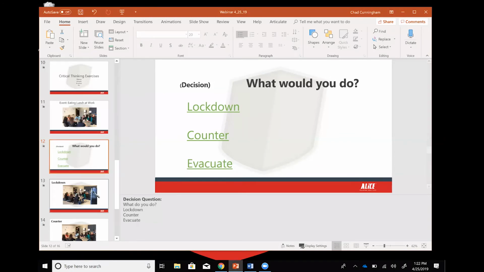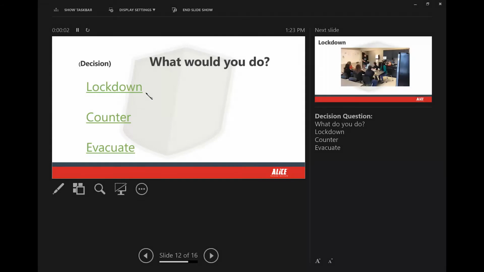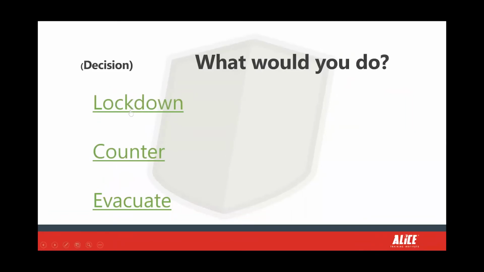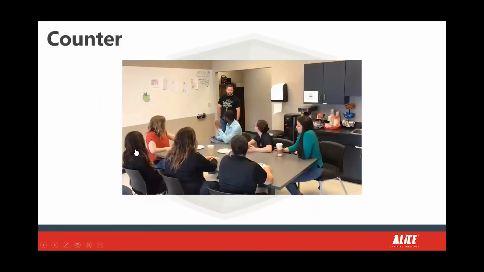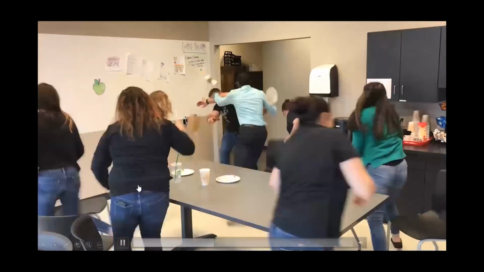Now that we have all this, there's still something missing. If we come down here and slideshow this part, and I select lockdown, and you select a counter, it takes me to the counter slide. And what did I forget to do there? I didn't put that on automatic. So it's always nice to test it.